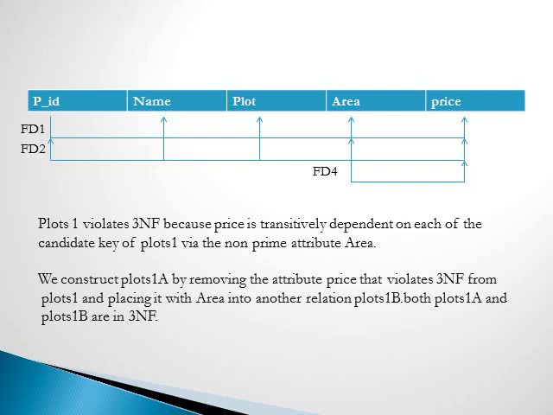Now we'll check the second condition. According to the second condition, either X is a super key. According to FD4, area tends to price. So area is not a super key. Or A is a prime attribute. A means price. Is price a prime attribute? No, price is not a prime attribute. So this relation is not in 3NF.